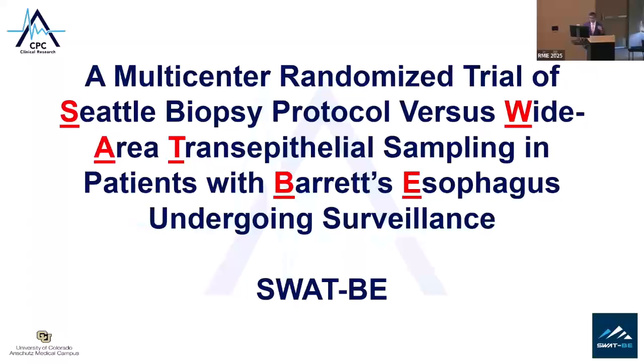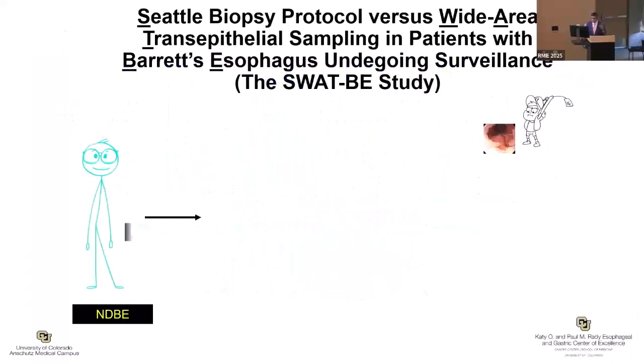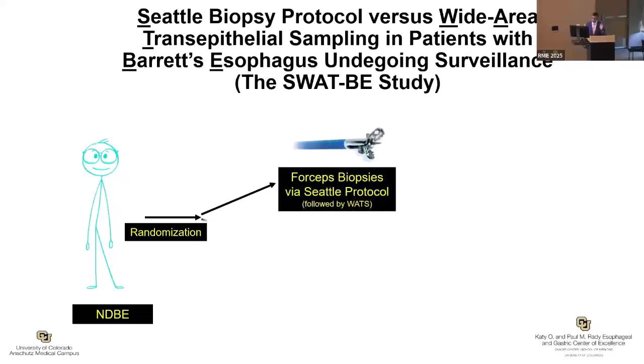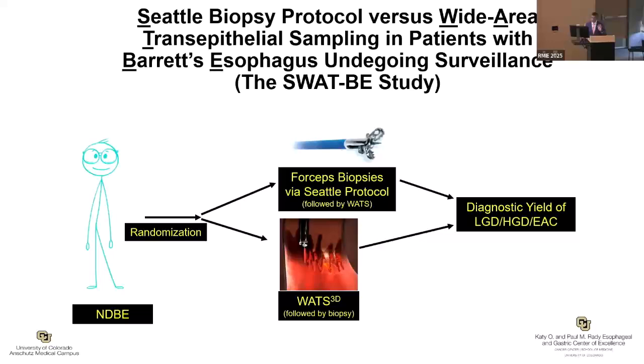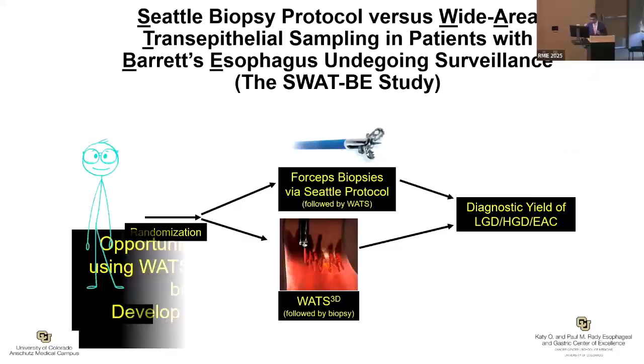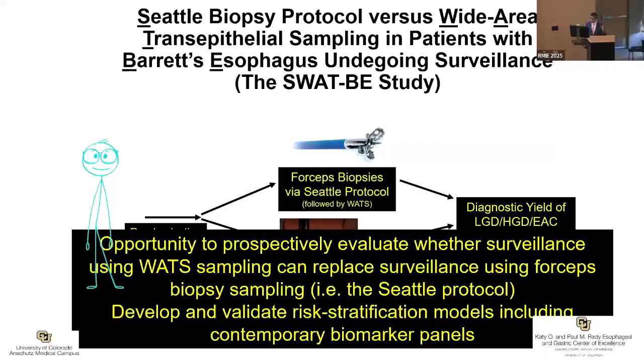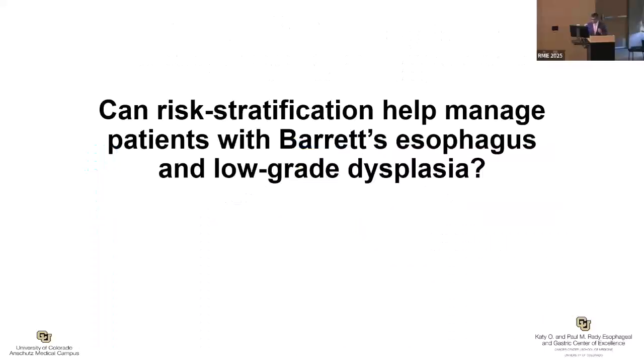I told you I'll shed some light on some of the ongoing studies. The SWOT-PE study is a multi-center randomized controlled trial that will really answer this fundamental question: can we brush instead of taking biopsies using the Seattle biopsy protocol? The study involves patients with Barrett's who get randomized to either forceps biopsies or WATS sampling, and every patient undergoes both sampling techniques. Our goal is to compare these two sampling techniques for the diagnostic yield of neoplasia. This study is also powered to look at the adjunctive role of WATS to the Seattle biopsy protocol. And this will, of course, lay the foundation for future risk stratification models.